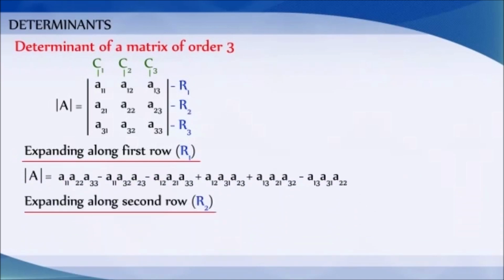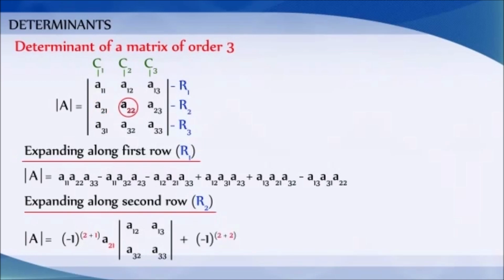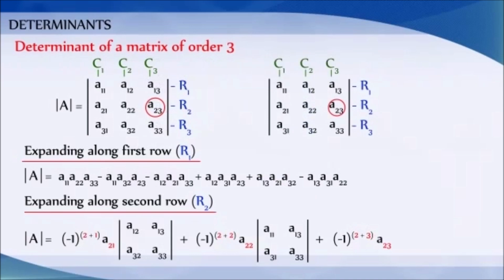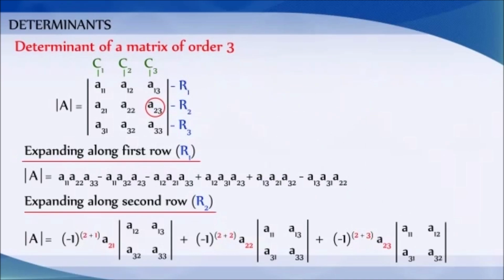Now, let us expand this determinant A along the row R2 by applying all 4 steps together. So, we get det A is equal to minus 1 whole power 2 plus 1 into a21 into determinant of a12, a13, a32, a33, plus minus 1 whole to the power of 2 plus 2 into a22 into the determinant of a11, a13, a31, a33, plus minus 1 whole to the power of 2 plus 3 into a23 into determinant of a11, a12, a31, a32.